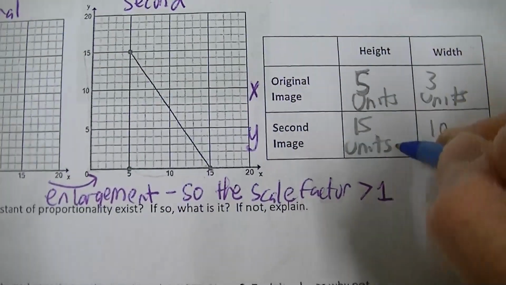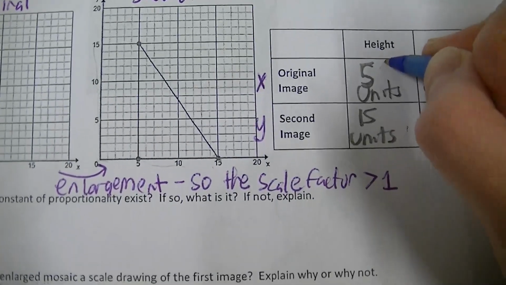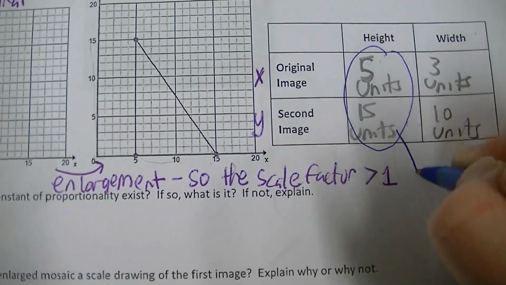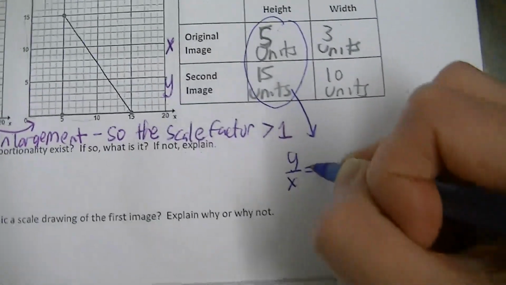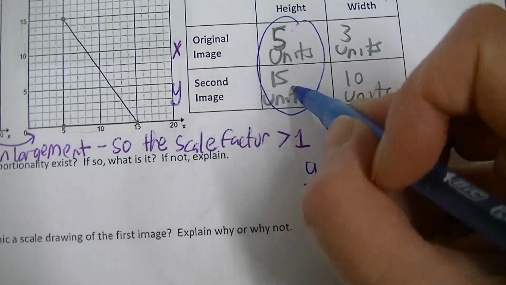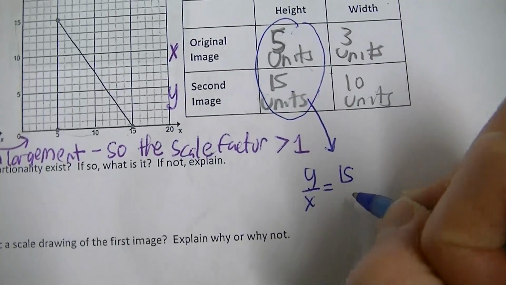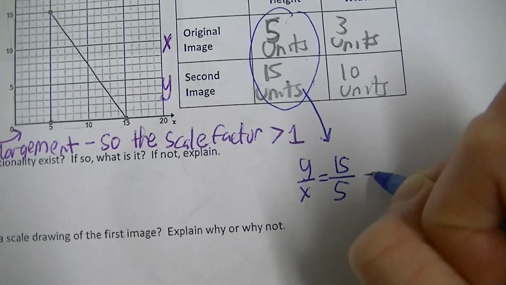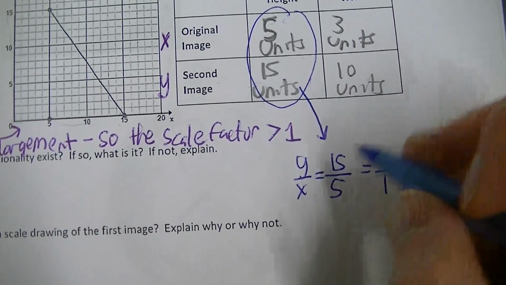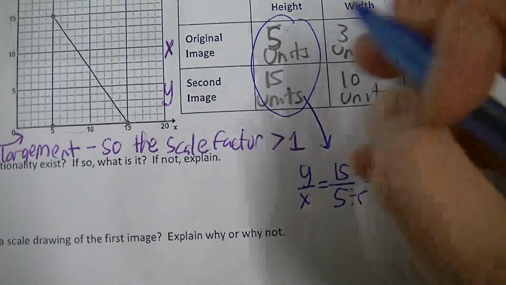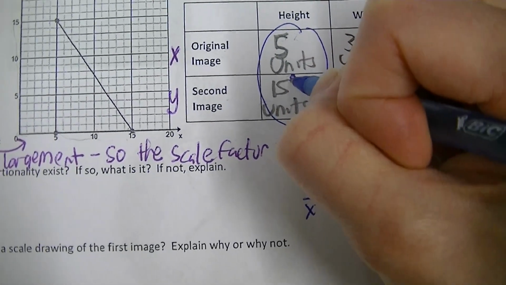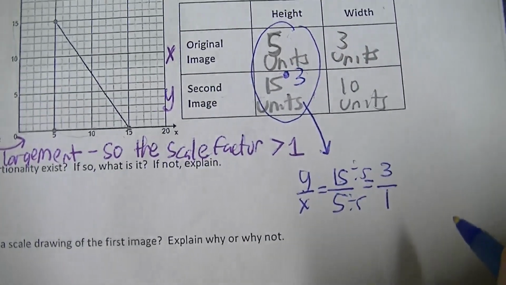Remember, it's y divided by x. So for this relationship right here, I'm going to write y divided by x because that's going to help me find the scale factor, also known as unit rate. Y is 15, x is 5. So to find the scale factor, I want 1 in the denominator, so I'm going to divide by 5. 15 divided by 5 is 3. Okay, so I multiplied that x by 3 to get that y value.